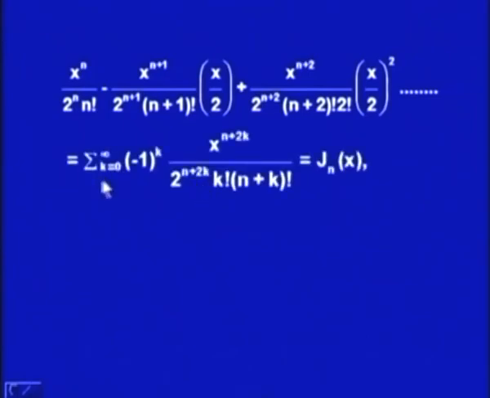which can be written as sigma k equal to 0 to infinity, minus 1 to the power k, then x to the power n plus 2k over 2 to the power n plus 2k into k factorial into (n plus k) factorial, and which is equal to Jn(x).